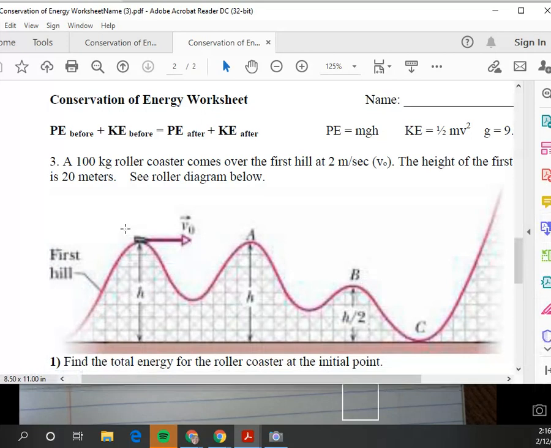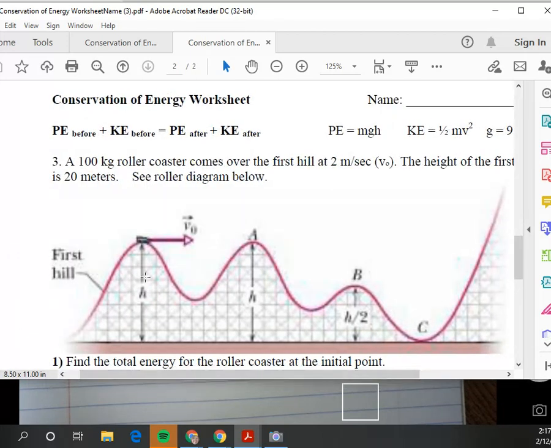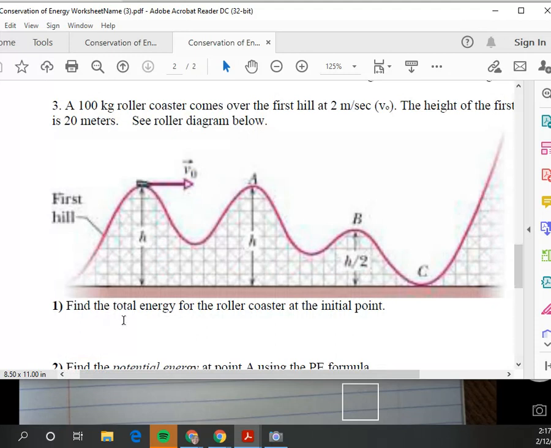Let's look at the picture. 100-kilogram roller coaster, and I know it's labeled number 3. It's really okay. We'll just ignore that it says number 3. A 100-kilogram roller coaster comes over the first hill at 2 meters per second. So right here, we're going 2 meters per second. The height of the first hill is 20 meters. So h is 20 meters. This is also h at point A. And then h divided by 2 is point B. And then c is all the way to the ground. It says find the total energy for the roller coaster at the initial point.